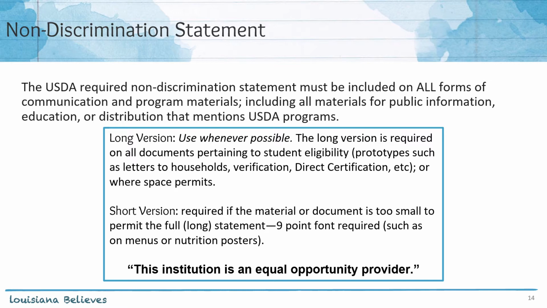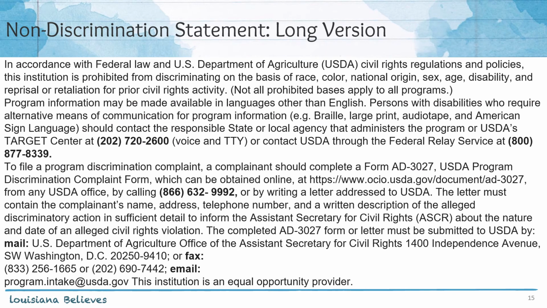The short version of the Non-Discrimination Statement can be used if the document is too small and there is limited space, such as on menus or nutrition posters. If using the short version of the Non-Discrimination Statement, a 9-point font is required. This is the long version of the Non-Discrimination Statement.